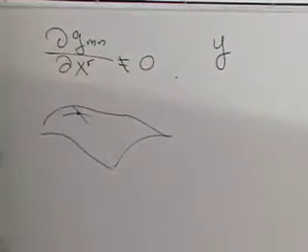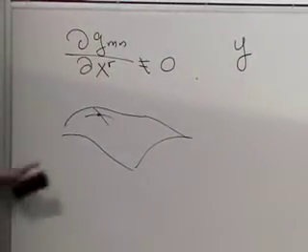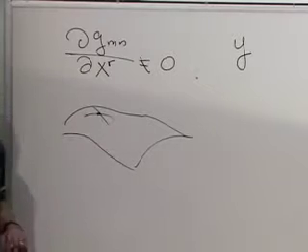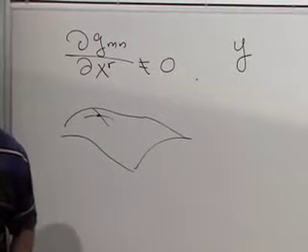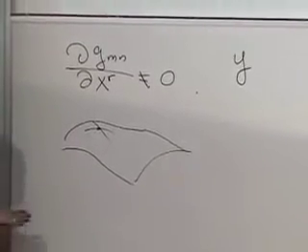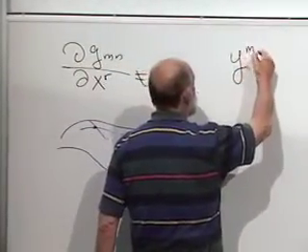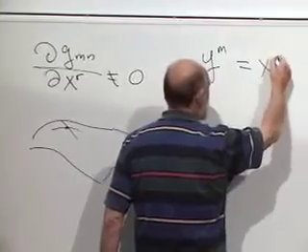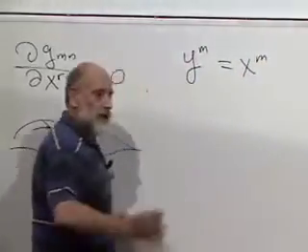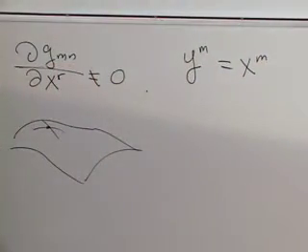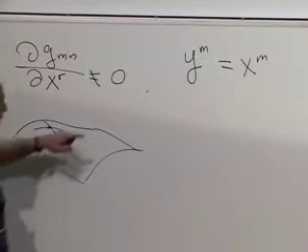I'm going to choose the origin of the y coordinates to be exactly the same as the origin of the x coordinates. For example, a simple example would be y^m equals x^m. That's a dumb coordinate transformation. It's no coordinate transformation at all. But now I want to make it more general than that.